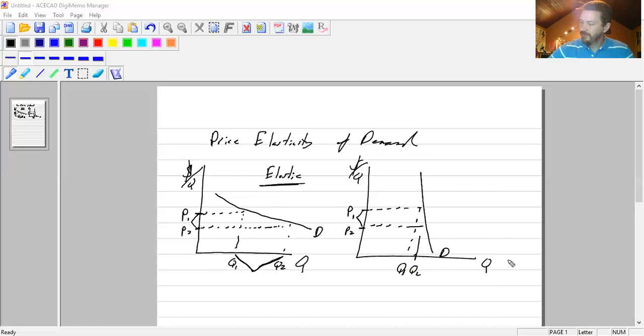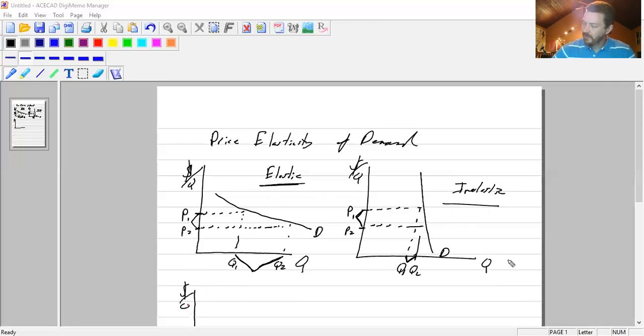Just by eyeballing the graph, we're looking at a relatively similar change in price, but over here we get a very, very small change in quantity demanded. This is a relatively inelastic demand curve. Inelastic: the change in quantity demanded isn't very large relative to that change in price. This demand curve, quantity demanded, is not very responsive to changes in price. Relatively elastic, relatively inelastic. We have other elasticities as well.